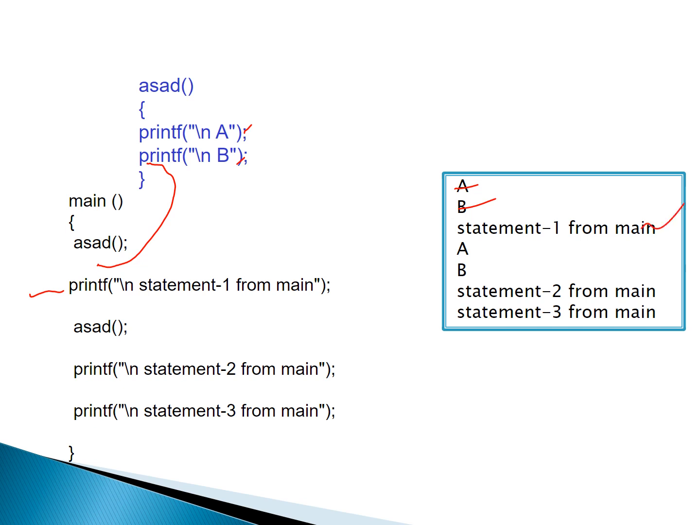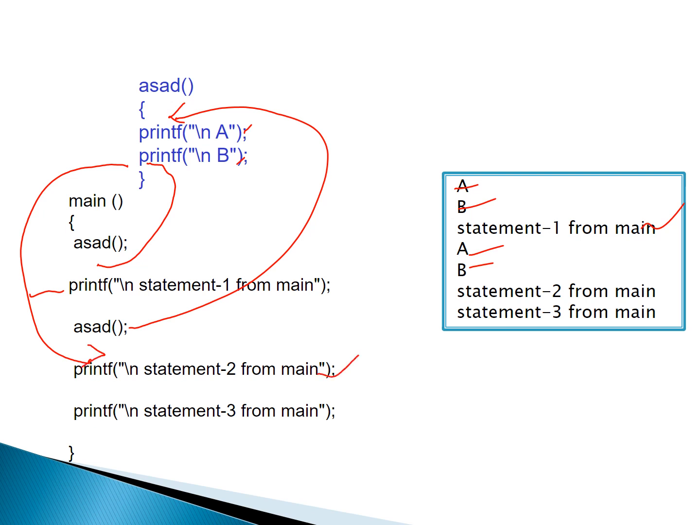After the execution of the second statement, we have another function call. So the control will come here and A is printed, then B. After that, the control will come back here at this point, and we have this printf statement. So this is executed, and then we have the last one and this one. So that's the output. So that's actually the flow of the execution.